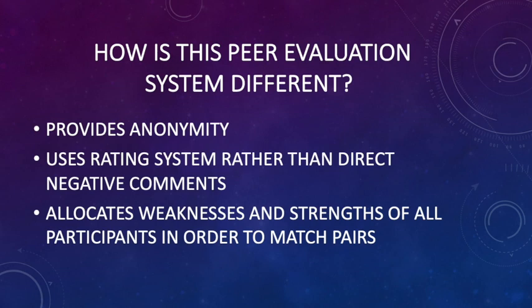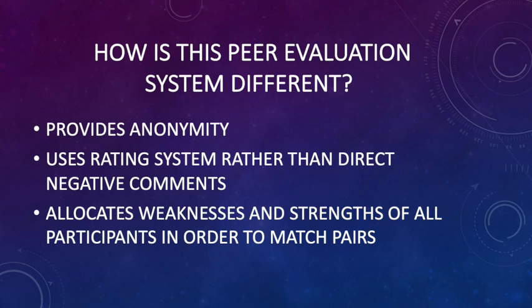So how is this peer evaluation system different? It provides anonymity because while filing your review for another worker, you would never put your name. The application would make this totally anonymous, so you would never know who was the one who said anything about you. Then the application would use a rating system rather than direct negative comments.